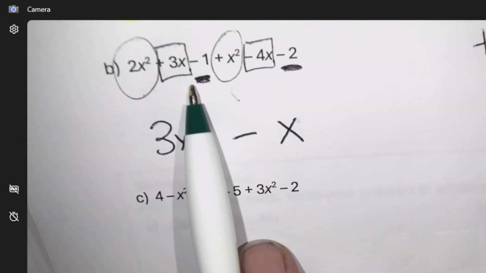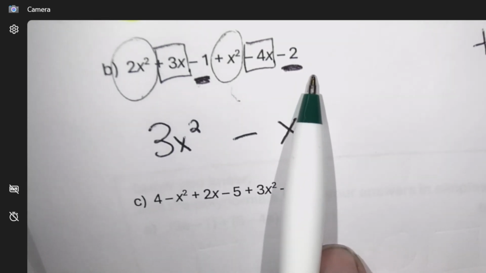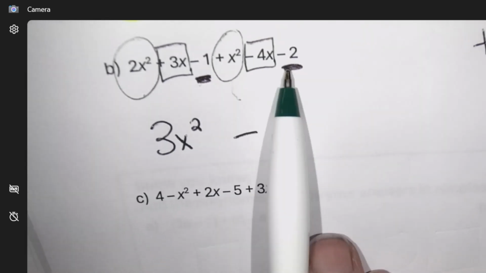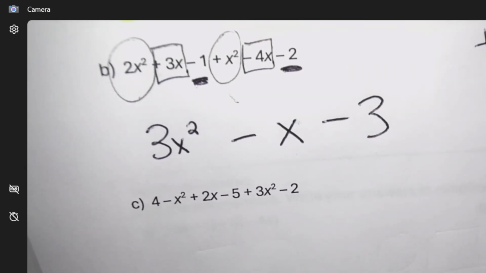Okay, so I'm going to put these together because they are like each other. So if you had a -1 and then you took away 2 more, there you go. That's your answer.